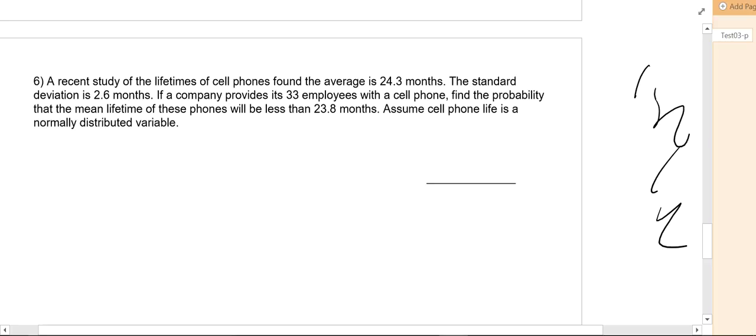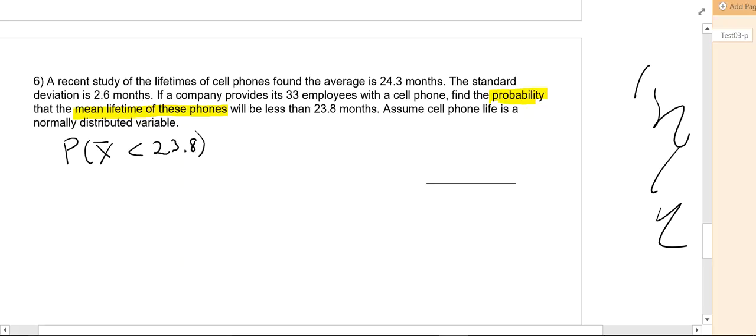But anyway, if you read over problem number 6, the most important thing you could have noticed is that you're asking for the probability that the mean lifetime of a phone is less than something. This is a probability about the mean. That is, we're asking for the probability that X bar is less than 23.8 months.